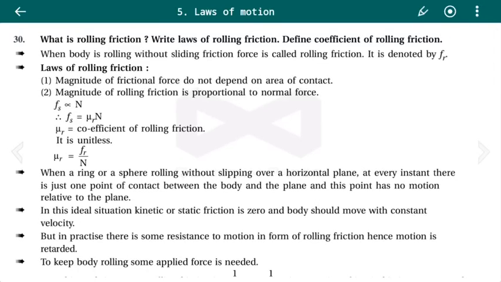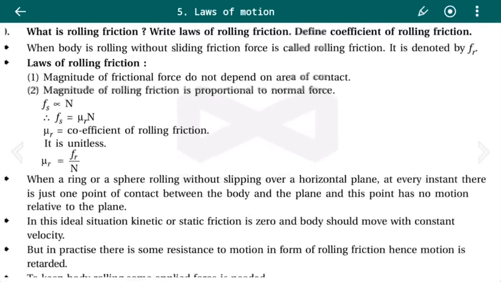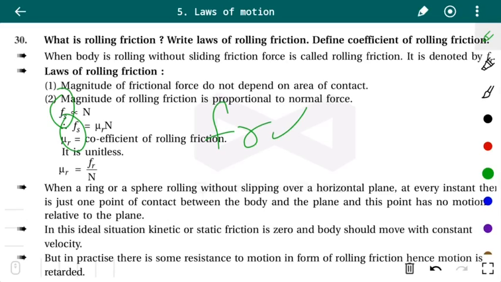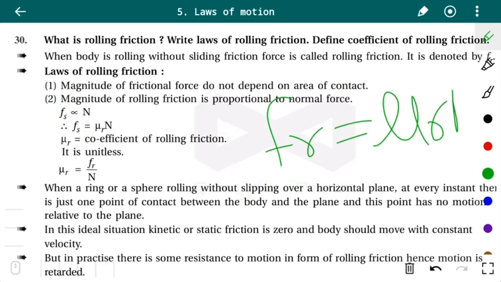Second, the magnitude of rolling friction is proportional to the normal force, same as in kinetic friction as well as static friction. Here, Fr is proportional to N, and so we can say Fr is equal to mu r into N, where mu r is the coefficient of rolling friction.